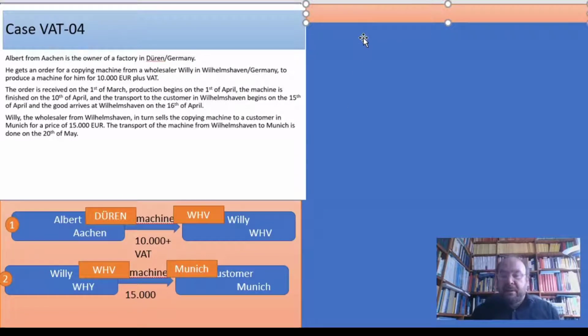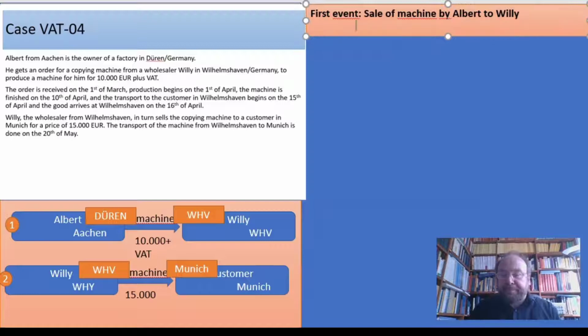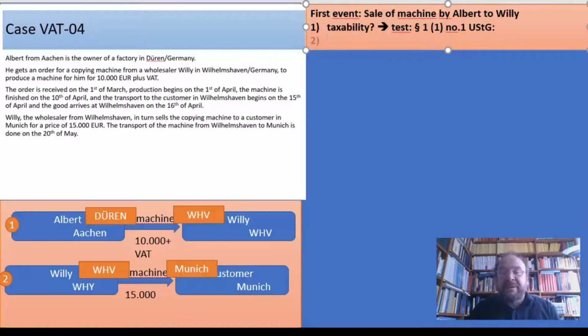So let's begin at the beginning. First event: sale of machine by Albert to Willi. The first question is naturally, is there a taxable event? What we need to test is paragraph 1, number 1 again, because number 5 is not possible here. It's not an intra-community acquisition of a good, something which you will find out later in the course of the lecture in some months or so.